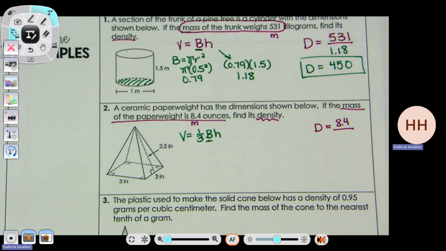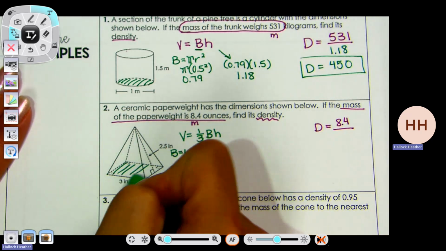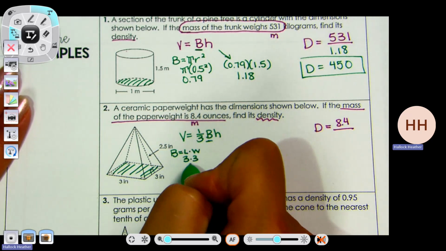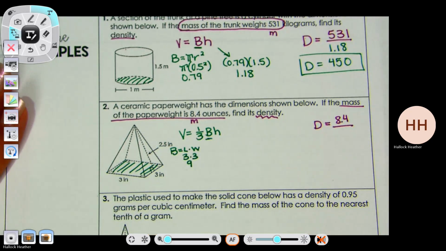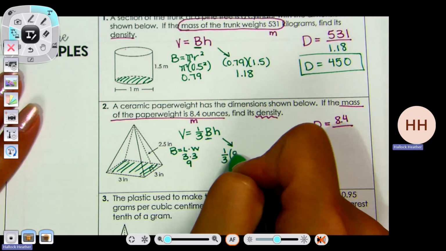So find big B. Big B is a square, so you're doing length times width. Since it's a square, use the same number twice. 3, yep, one side of it, for length times width. Yep, 9, because we're doing 3 times 3, which is 9. So big B is 9.